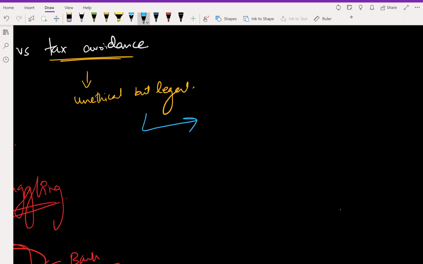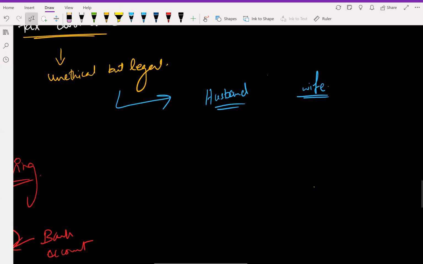In most of the legal systems, that means UK and other countries as well, husband and wife have a lot of benefits. Like if you're married, you're going to have a lot of tax benefits available to you. So what happens is, for example, now let's take an example over here.